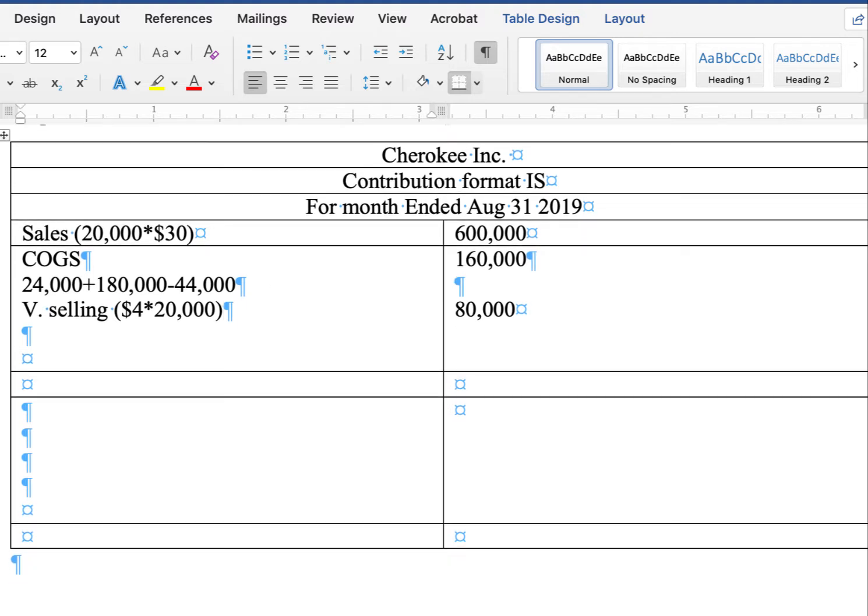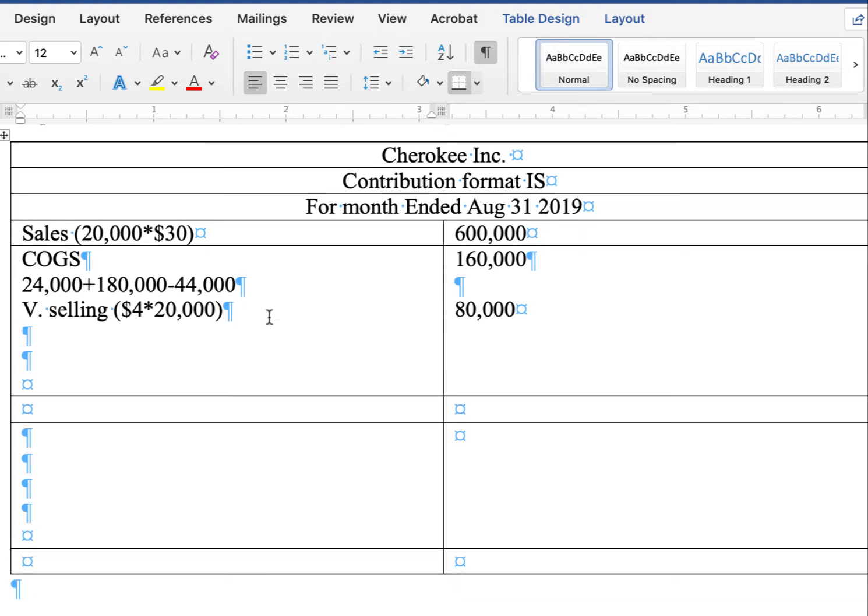The next variable expense we have is our variable admin. And we said that it was $2 per unit sold. Well, $2 times the number of units sold, which is 20,000 units, gives us 40,000.